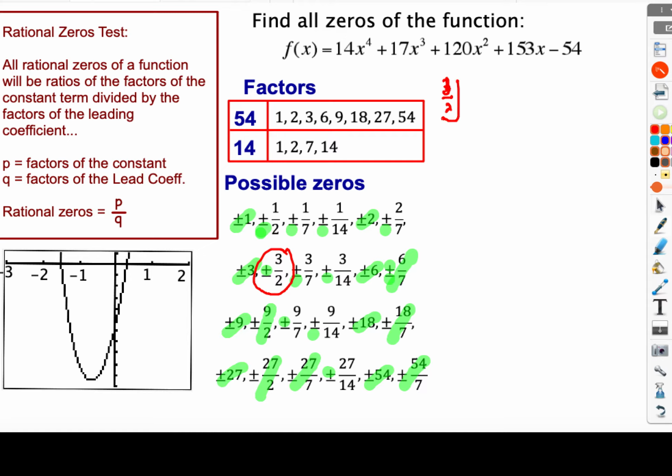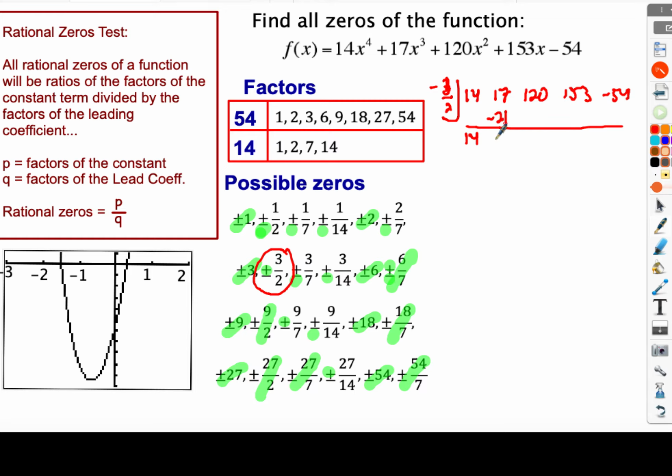And let's see if synthetically dividing doesn't work out too well. 14, 17, 120, 153, and negative 54. And I'm going to go ahead and synthetically divide out. So 14 times 3/2 would be a 21. Okay. Oops, and we're saying negative 3/2. Let's make sure we use that negative. I was going to say, we're just going to get really big positive numbers otherwise pretty fast here.